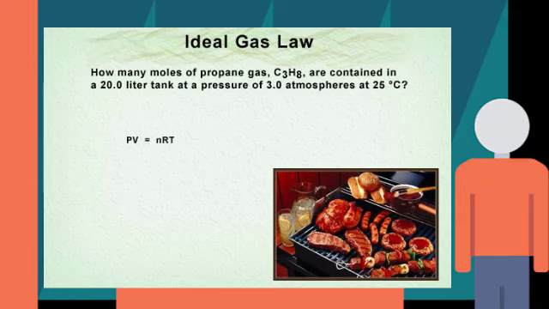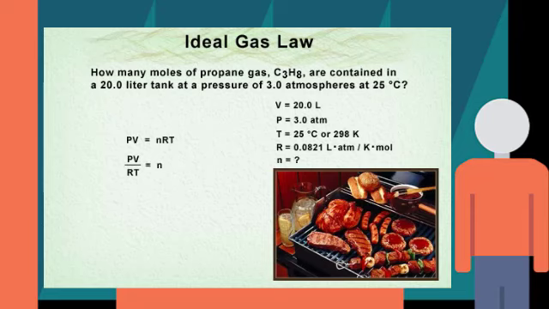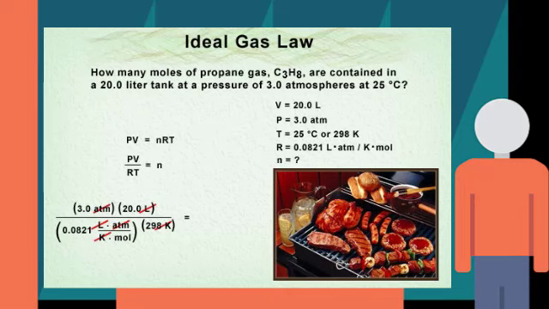From the question, you know that the volume is 20 liters, the pressure is 3 atmospheres, the temperature is 25 degrees Celsius, which converts to 298 kelvins, and the universal gas constant is 0.0821 liter atmosphere divided by Kelvin mole. The only unknown is the number of moles. Rearrange the gas law to solve for n. Next, substitute the values into the equation and solve. There are 2.5 moles of propane gas.